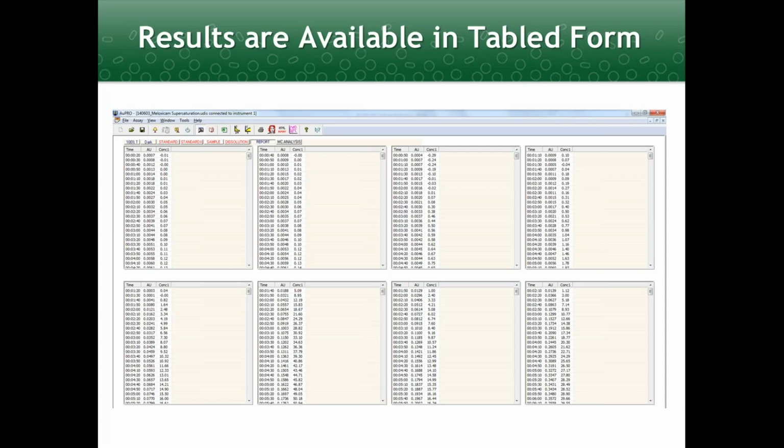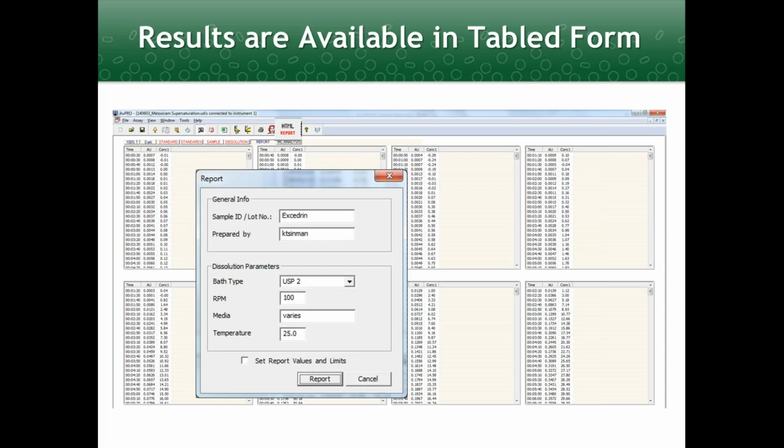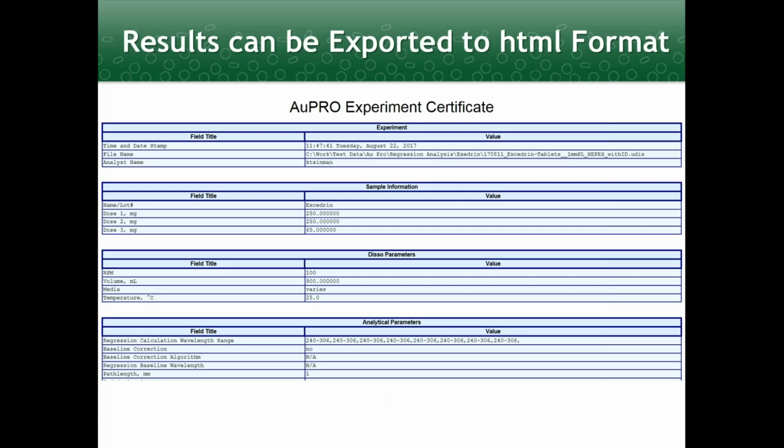Presenting data in a tabled format is another new feature of the software. You can see the absorbance and concentration data in the tabled format for all data points in real time or after the experiment. From this view, a report can be formed by entering certain parameters of your experiment and then pressing the report button. This report is exported to a browser-friendly format and can be opened in any browser, either on a computer or on a handheld device.